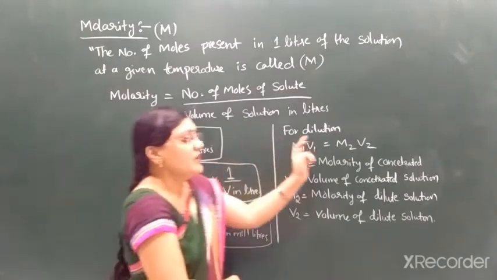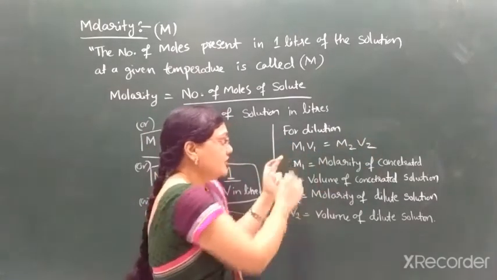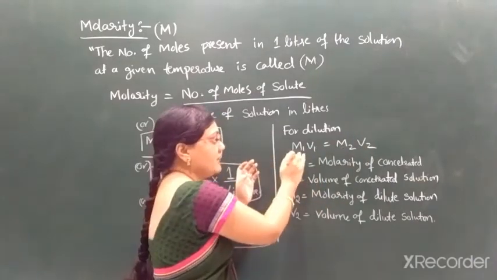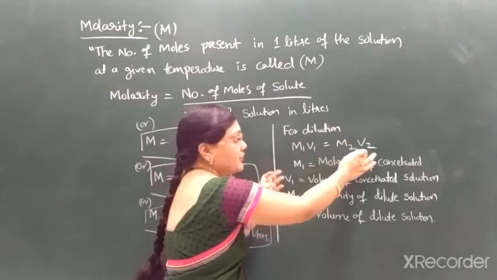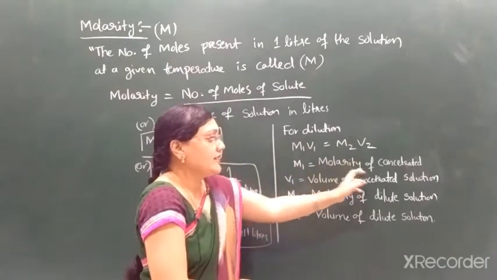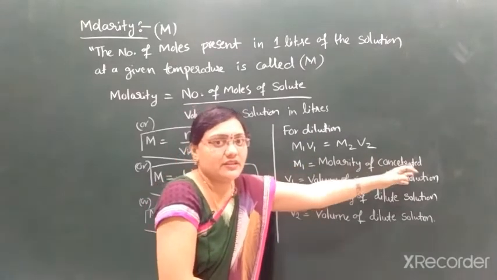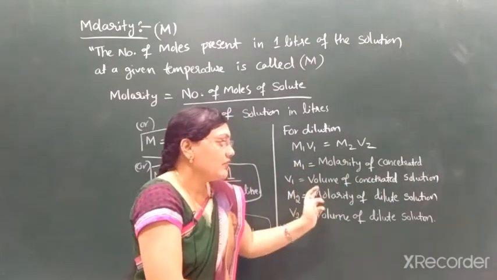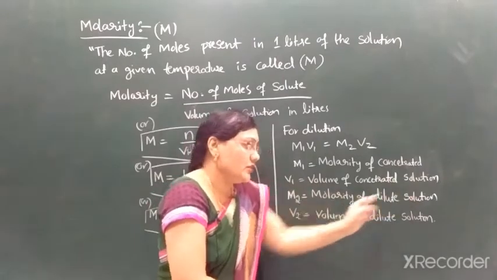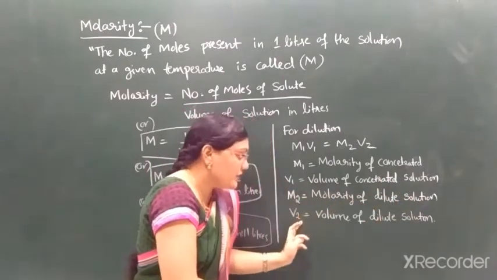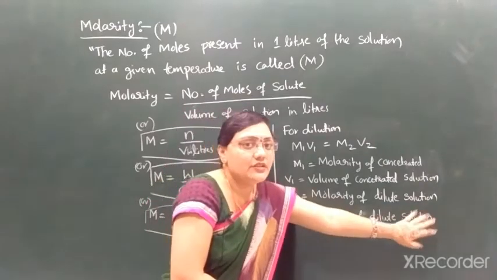For dilution of the molarity, M1V1 equals M2V2. M1 is the molarity of the concentrated solution, V1 is the volume of the concentrated solution, M2 is the molarity of the dilute solution, and V2 is the volume of the dilute solution.